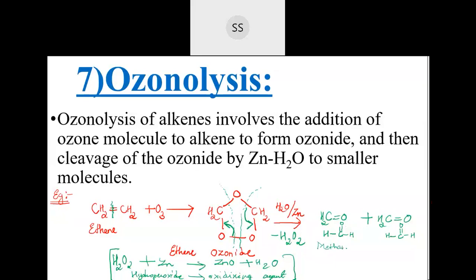You can write down the name. It's methanal. Two molecules of methanal are produced. You can write them together also. You can write like this. Two molecules of HC double bond OH. This also can be written, if you know that they are going to give you same compounds at the end.